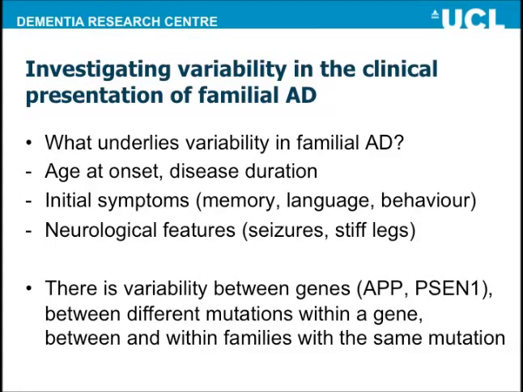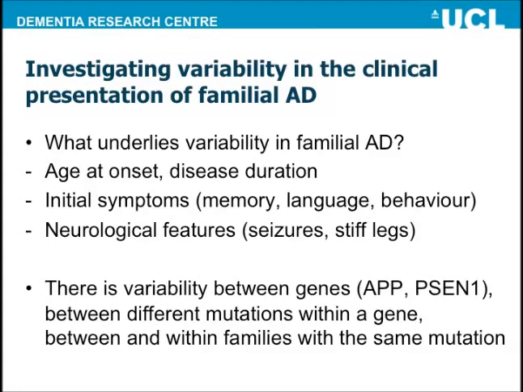So we also see variability in the initial symptoms. Most people have initial problems with memory, but sometimes language can be affected, or behaviour first. And some people have additional neurological features. Some people develop seizures, not everyone does. And some people remain physically very active throughout the disease, whereas others have a lot of difficulty with walking due to leg stiffness from really quite early on.